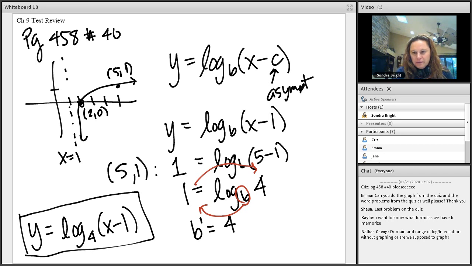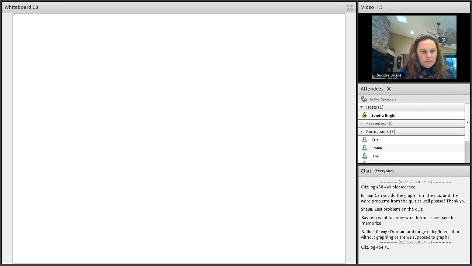Okay. What was that one? Can you do the graph from the quiz? Graph from the quiz. So the quiz graph was number 8, I guess. I'll see another graph on here.